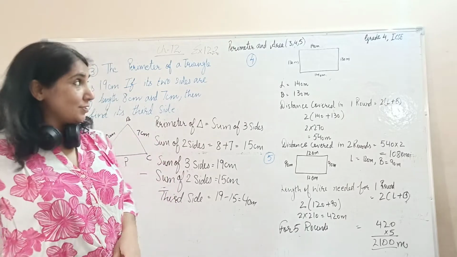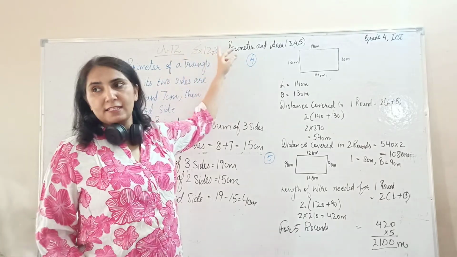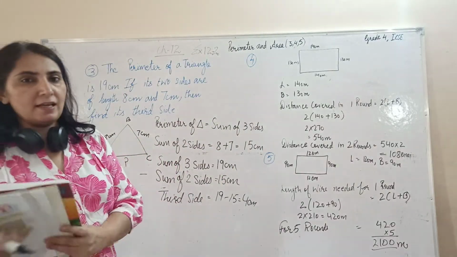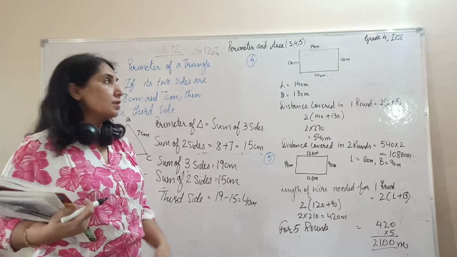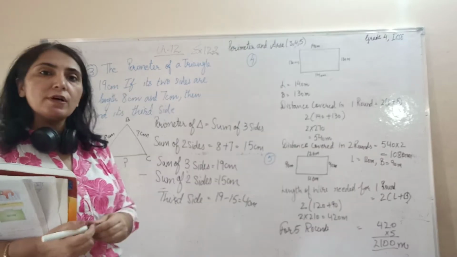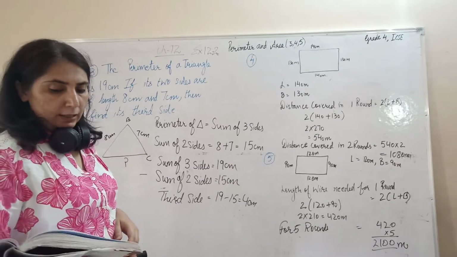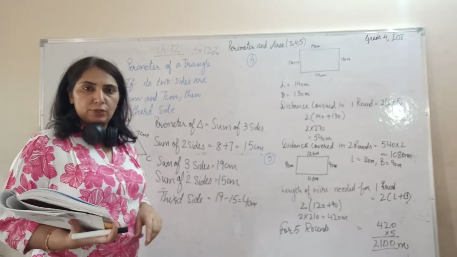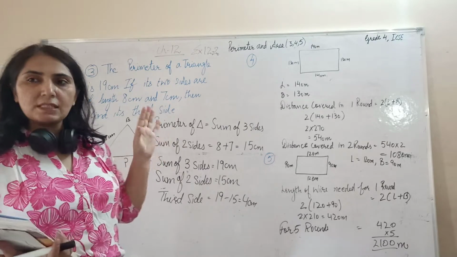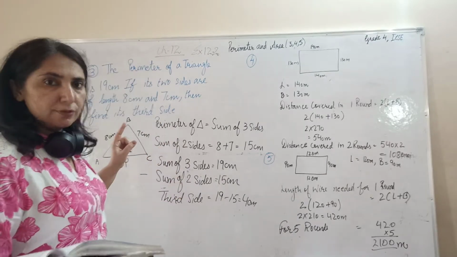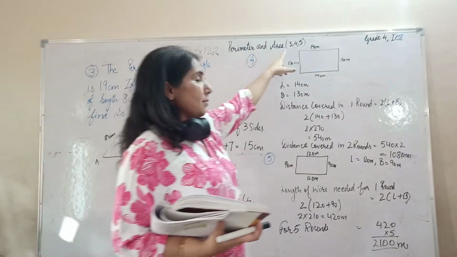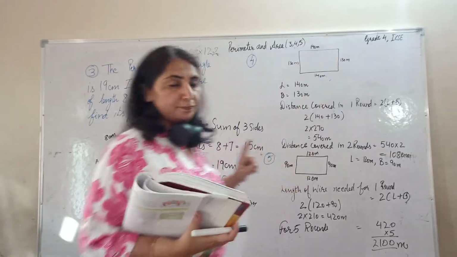Hello children, today I am going to start exercise 12.2 that is based on perimeter. As in previous lecture we did perimeter of rectangle and perimeter of square with the help of formula. In question number 1 and question number 2 there are sums of fractions and decimals. For the time being I am skipping those sums. Directly I am moving to question number 3. Today we will be doing 12.2, question number 3, 4 and 5.